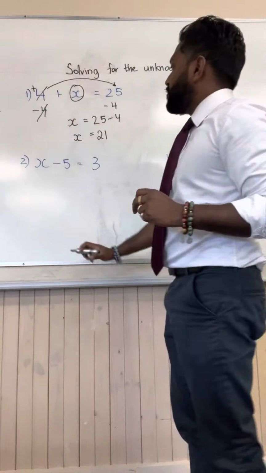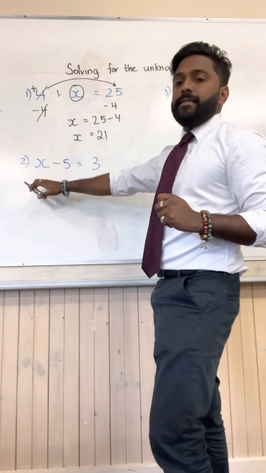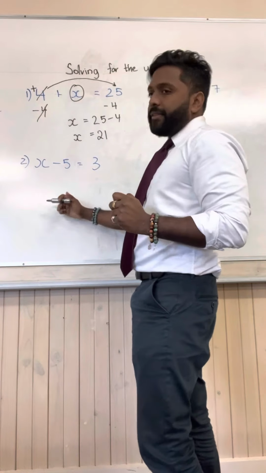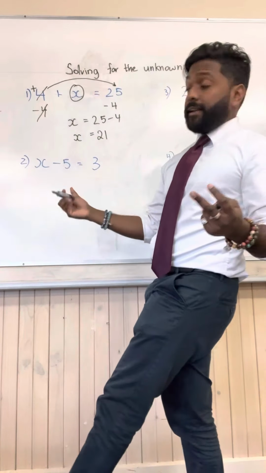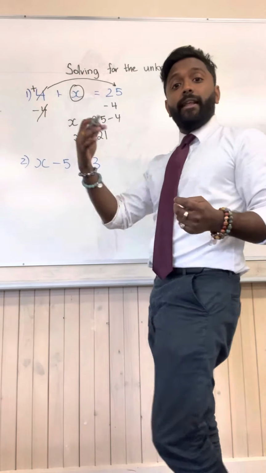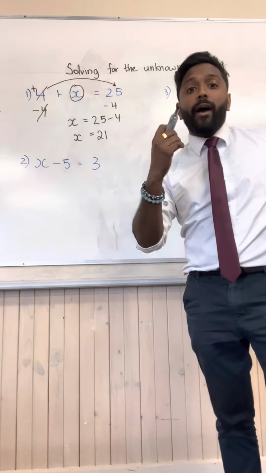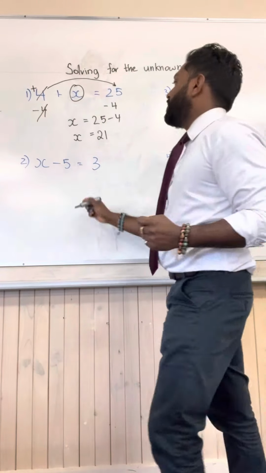Going on to the next stage. This is the unknown, x is the unknown. x take away 5 is equal to 3. Just by looking at that, you know that it's going to be 8. But how do you work that out algebraically? And how do you show that working out? Say, for example, if this question is worth 2 marks, you have to show working out. So what are you going to do?